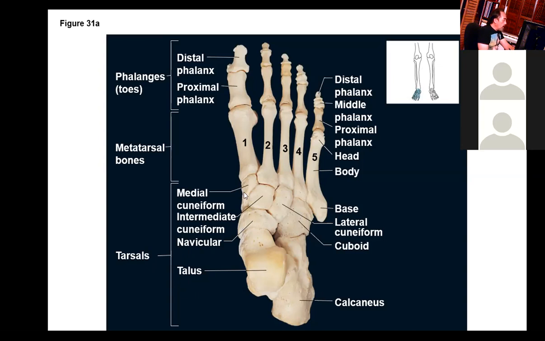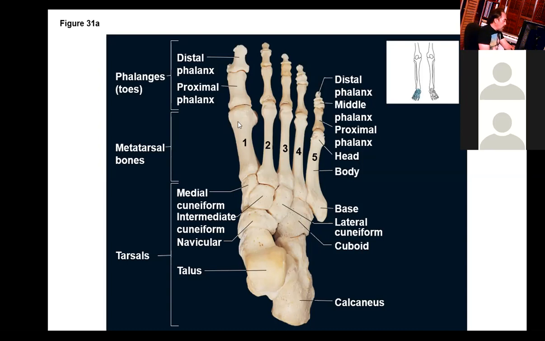And then we got 3 cuneiforms. And just position, the one on the big toe is going to be the medial side. So I'm going to call it medial cuneiform. The one here is going to be the intermediate cuneiform. And this is going to be my lateral cuneiform. 3 cuneiforms at the distal part of the tarsals. And the last is the cuboid. Looks like a cube, right? So those are my tarsal bones.